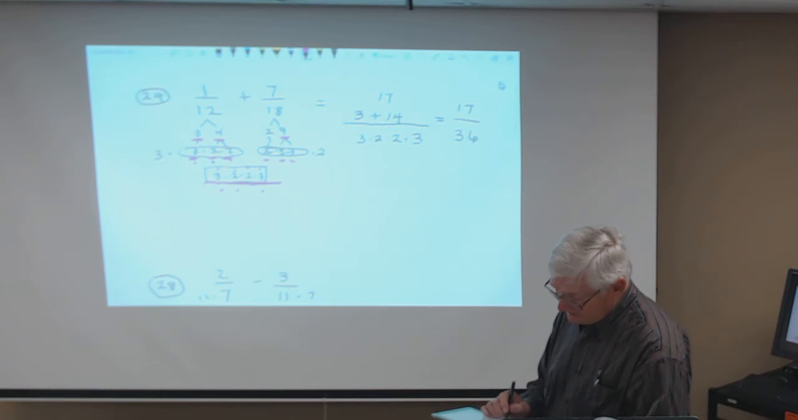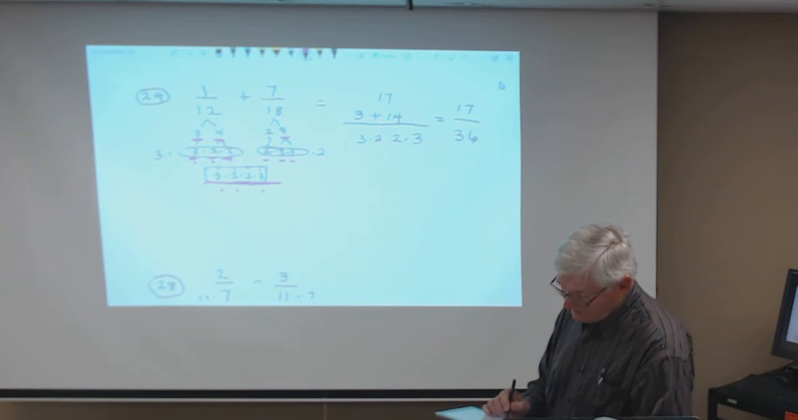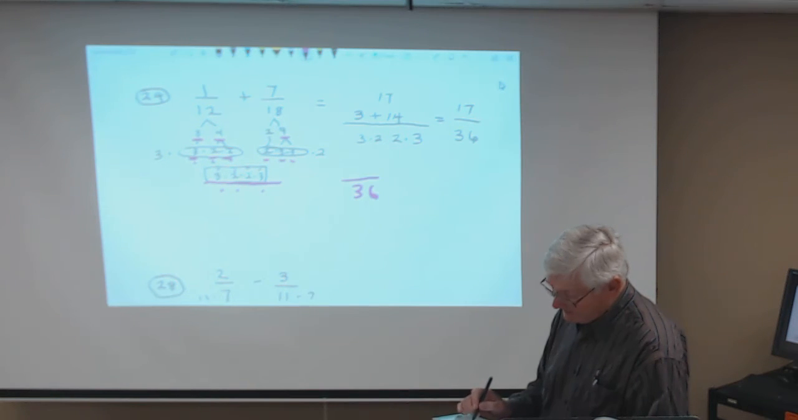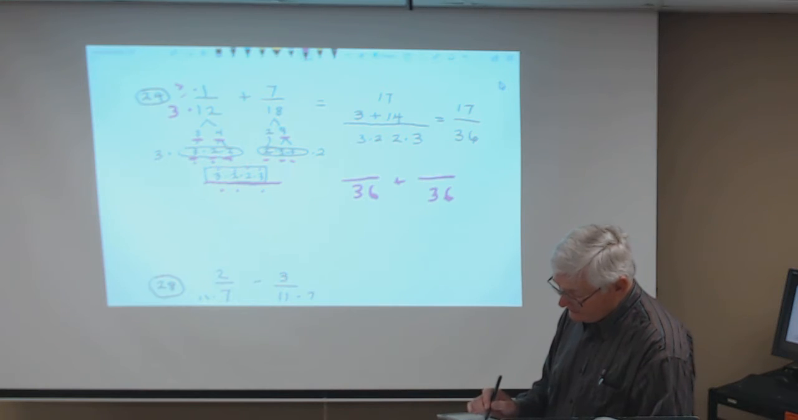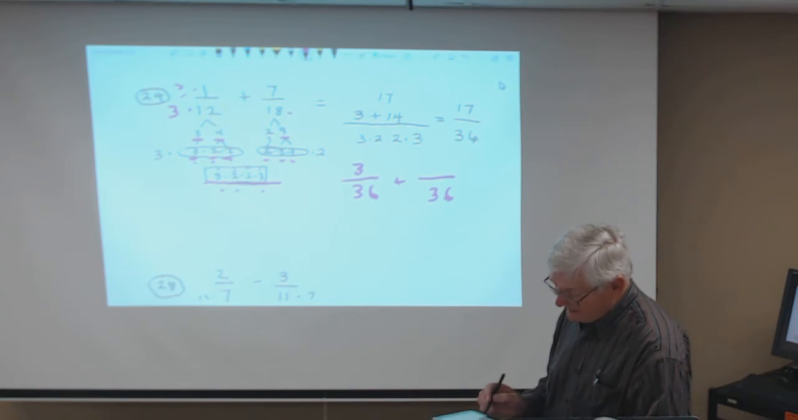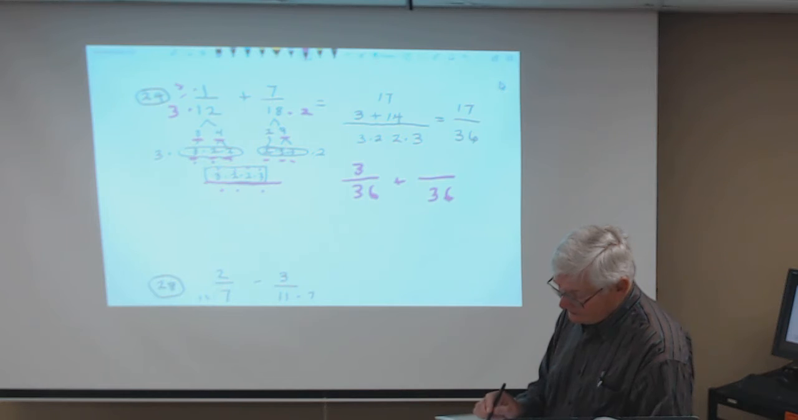So now my common denominator is 2 times 3 is 6, times 3 is 18, times 2 is 36. Actually, 3 times 2 is 6, 6 times 2 is 12, 12 times 3 is 36. So my common denominator is 36. What do I take times 12 to get 36? 3. Take this times 3 and I get 3 over 36 plus, what do I take times 18 to get 36? 2. So I get 14.